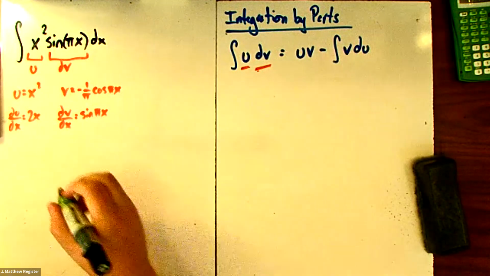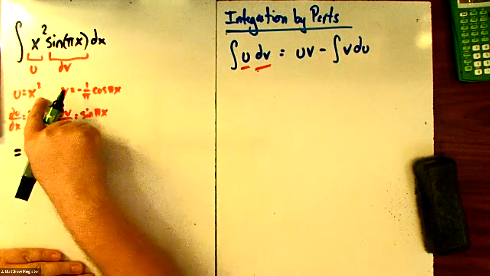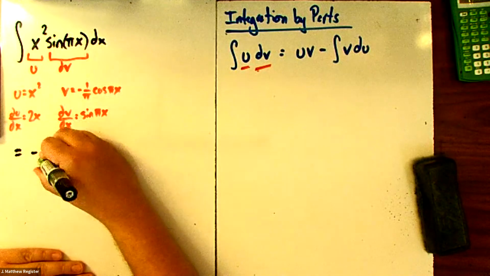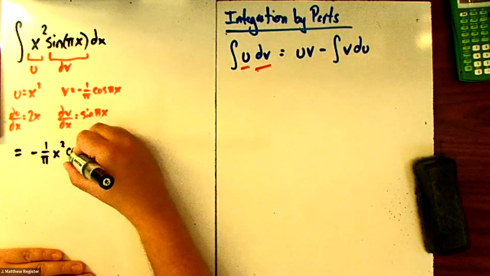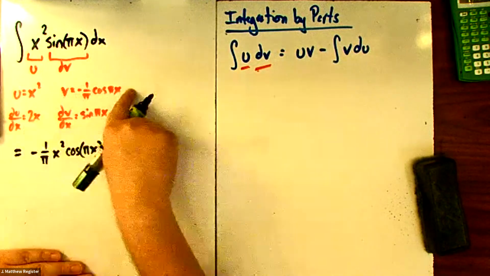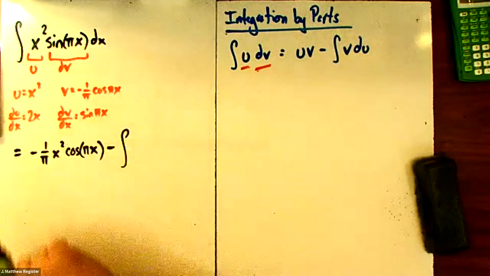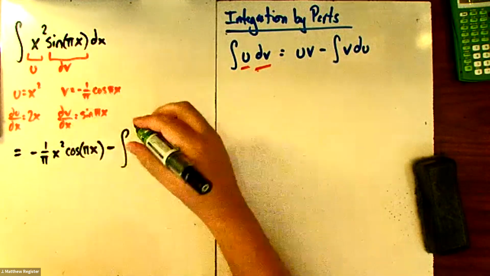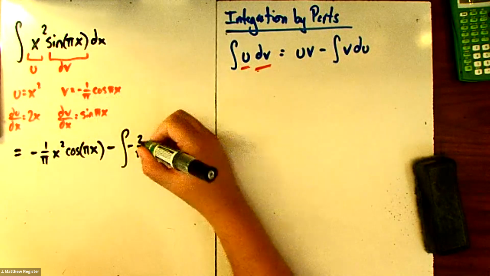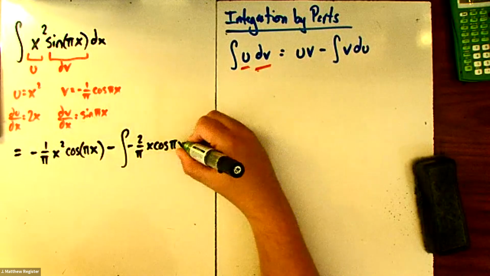And so now we can integrate this using our integration by parts. It starts with u times v, which, simplifying this, gives a negative 1 over pi x squared cosine of pi x. So that's u times v, minus the integral of v times du. Well, we could take our minus sign and then a 2 over pi, then an x cosine of pi x.